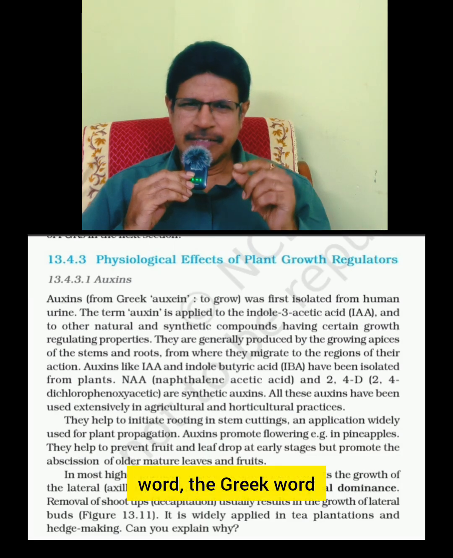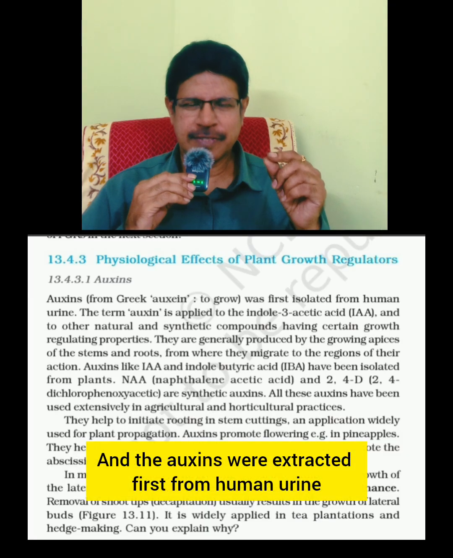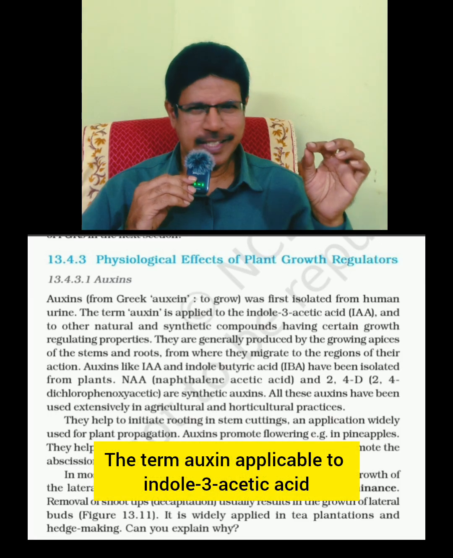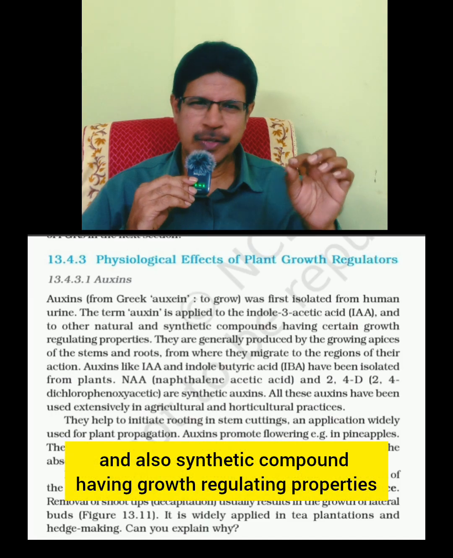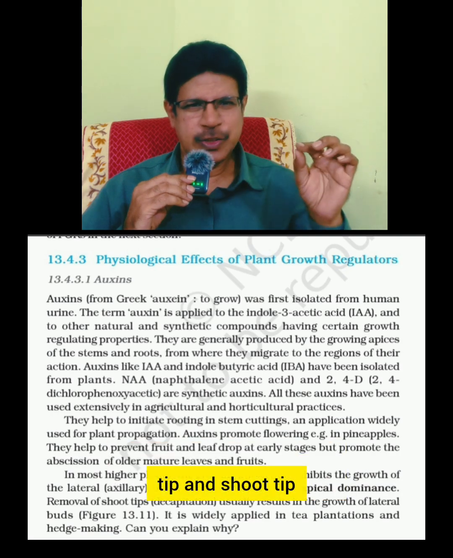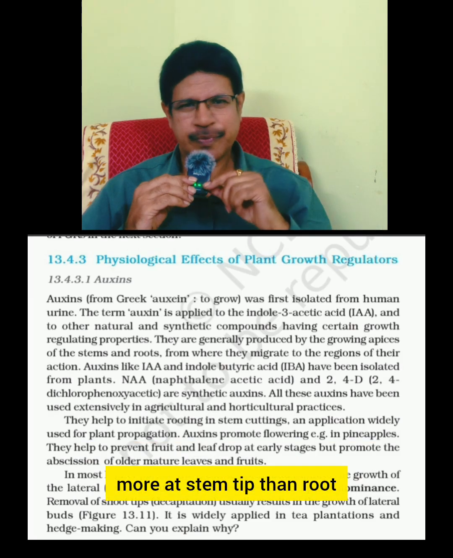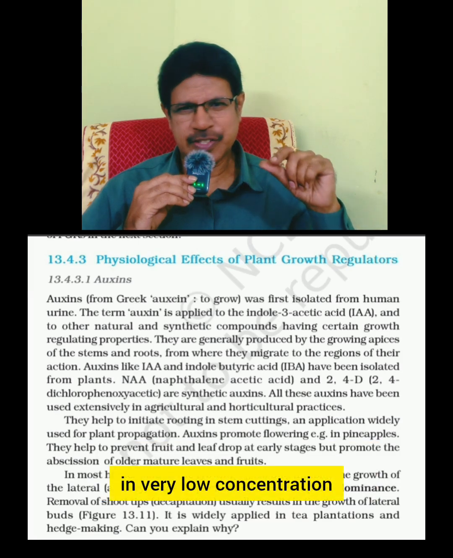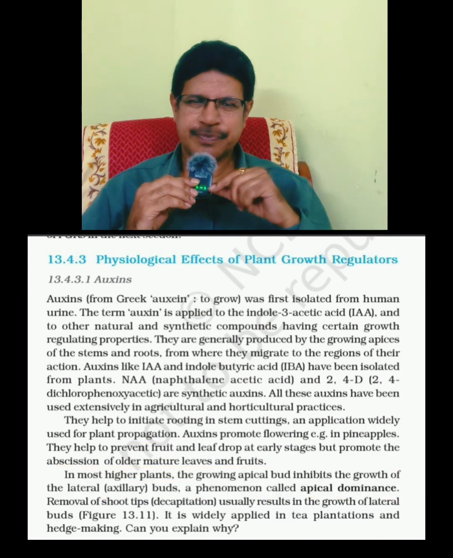Auxin is a Greek word that means to grow. Auxins were first extracted from human urine. The term auxin applies to indole-3-acetic acid and other natural compounds, and also synthetic compounds having growth regulating properties. Auxins are synthesized at the apices of organs like the root tip and shoot tip, more at the stem tip than the root. Its effect is away from the place of its production, in very low concentration. It migrates from its place of production to other places for its physiological effect.